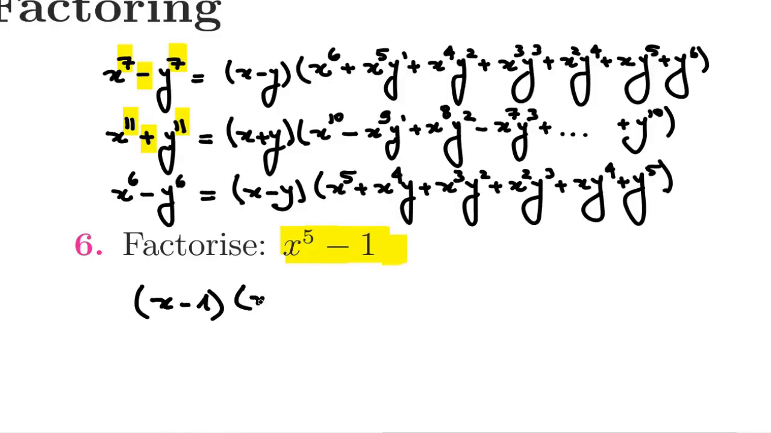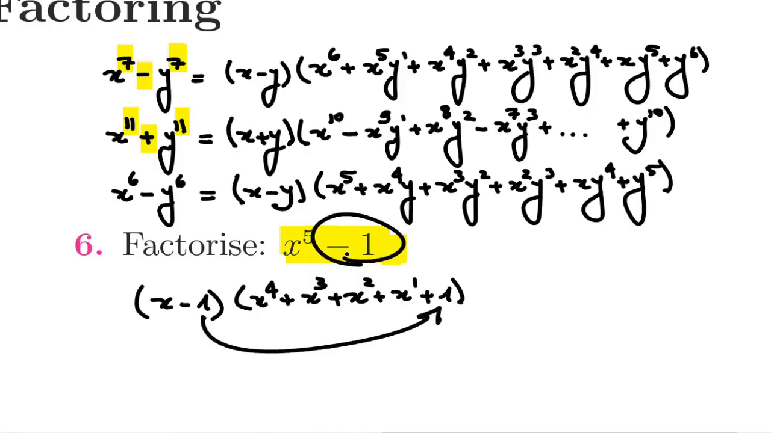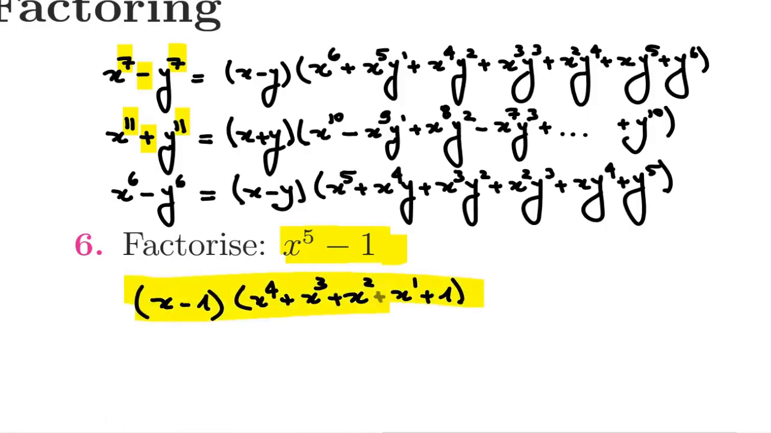Now let's talk about this. X minus 1, x to the power of 4, x to the power of 3, 1 to the power of 1. But since 1 to the power of 1 is just 1, I won't write that. Plus x squared, x to the power of 1 and 1. Finally, check if you get this by multiplying this and this together. So this is our answer.